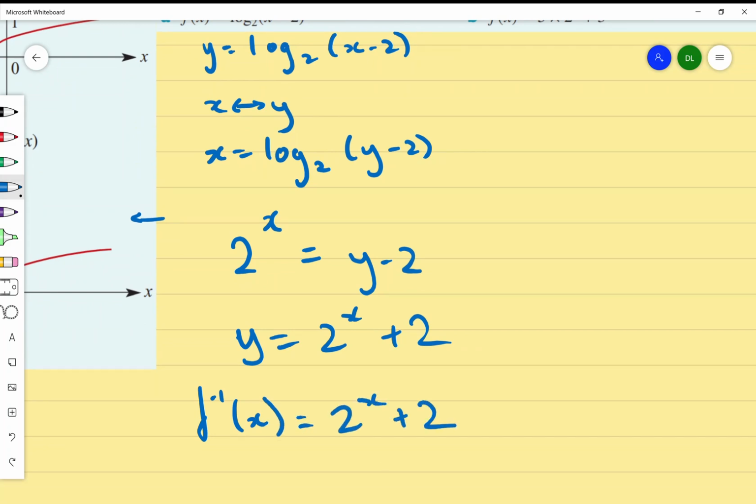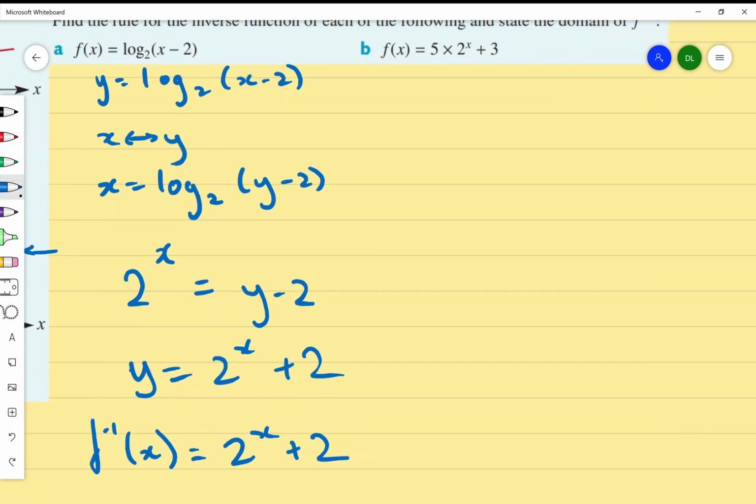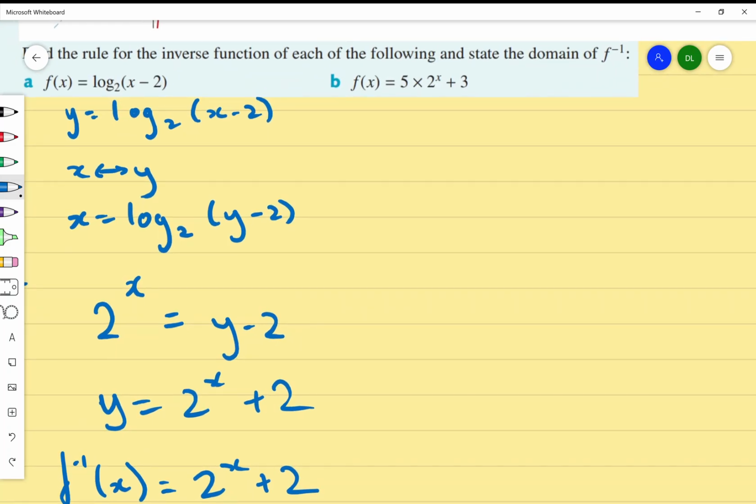If you graph both the original function and this function that we ended up with, they're reflected exactly across the y equals x line. Because we're switching y and x, aren't we? Let's do one more example. Now we're going backwards from exponential to log. So, same thing. I go y equals 5 times 2 to the power of x plus 3.